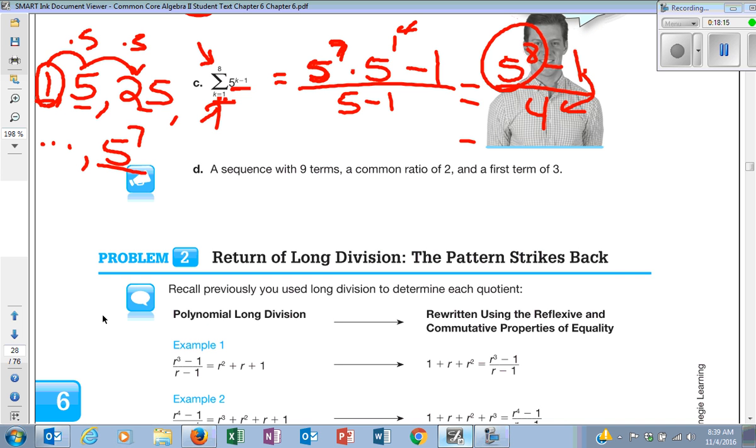5 to the 8th, then minus 1, and then finally divide by 4 at the end. And if I do that, I get 97,656. Does that make sense? I want you to try D also. I'm going to help set up a little bit.